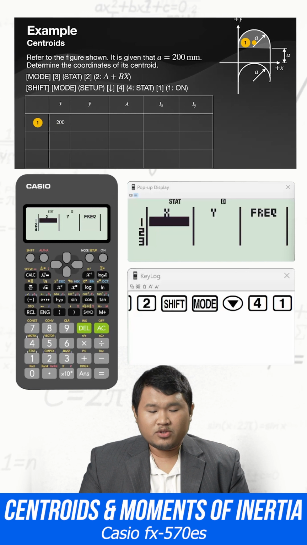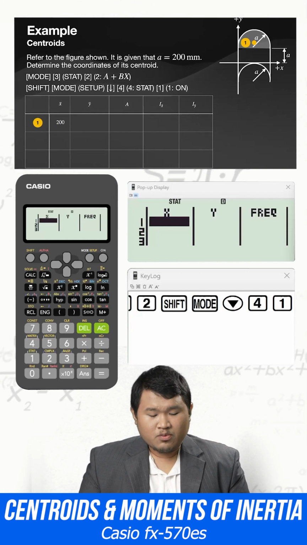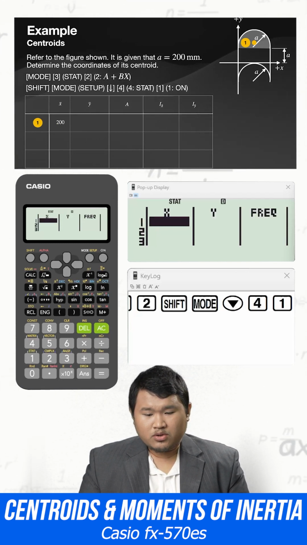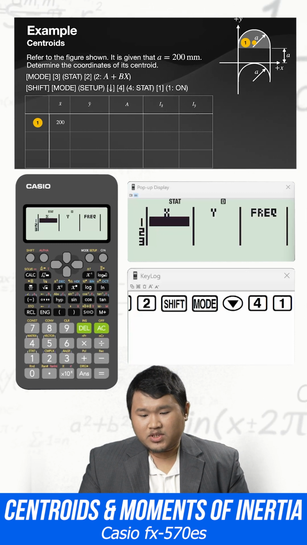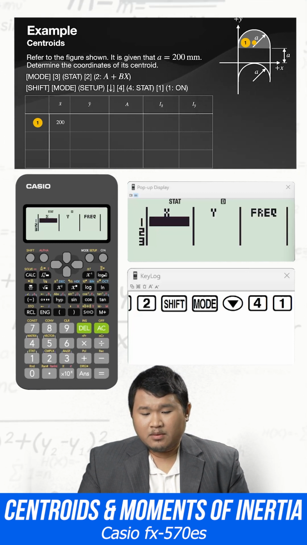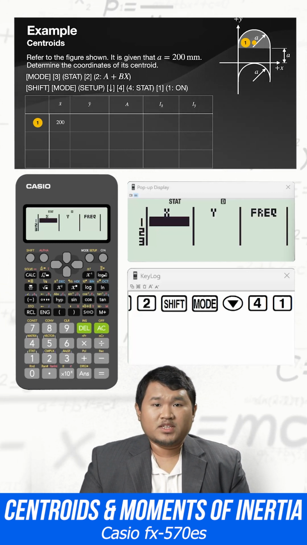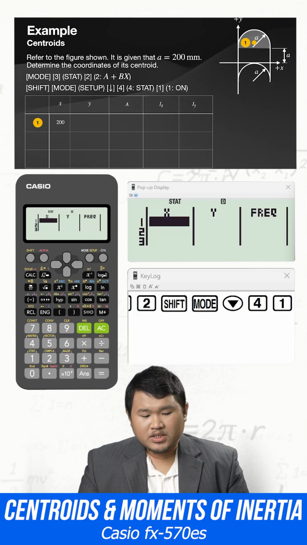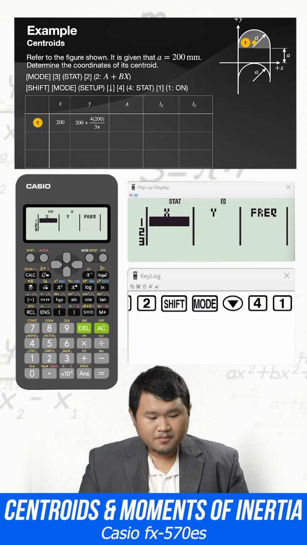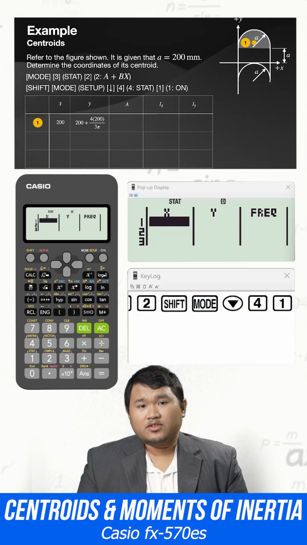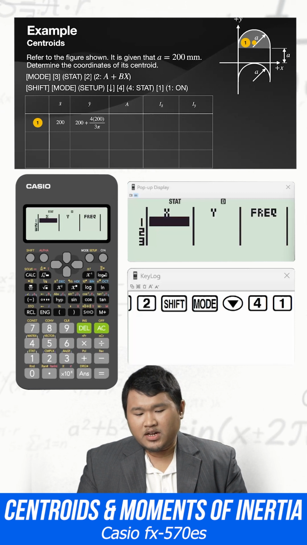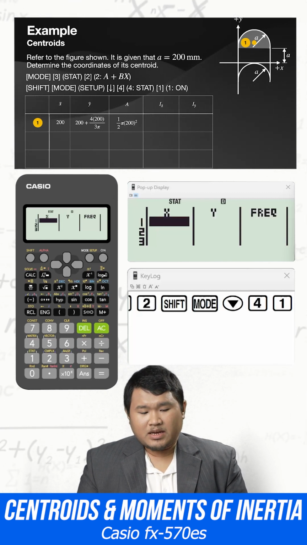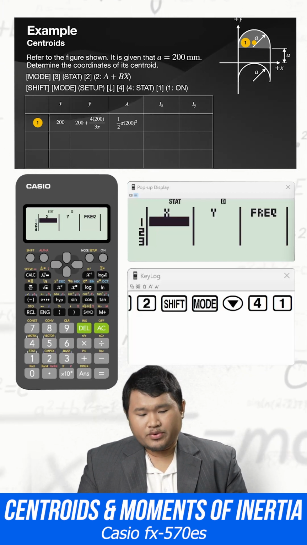For the option 1, we have the x coordinate, which is equal to the radius of the semicircle, or 200. For the y coordinate, that's equal to this height, which is a, or 200, plus the centroid of the semicircle, which is given by the formula 4r over 3 pi. So 4 times 200 over 3 pi. And then for the area, this is 1/2 the area of the circle. So we have 1/2 pi times the radius 200 squared.